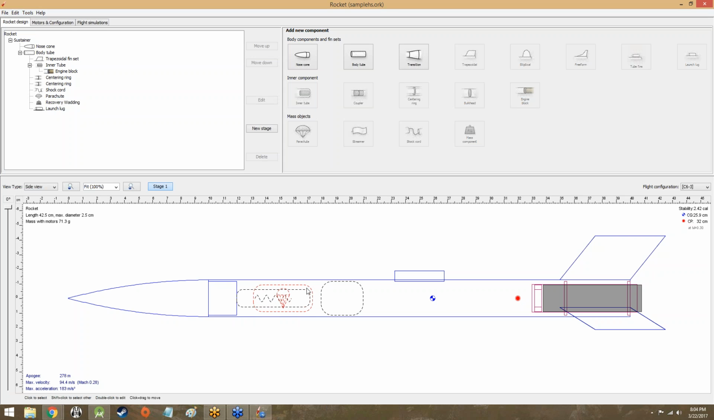On top of that, we've got our recovery system, so we've got our parachute here, presumably attached to the body tube on the inside. We got our shock cord attached to the nose cone and the body tube, to prevent our nose cone from just totally shooting off the top and being lost forever. So we've got a few different components in here.